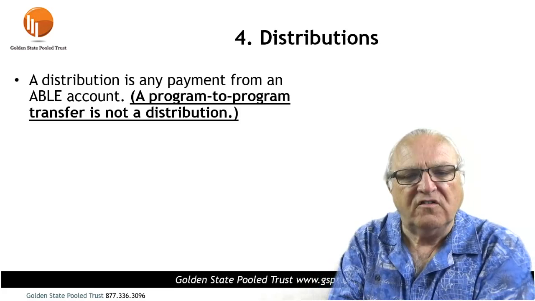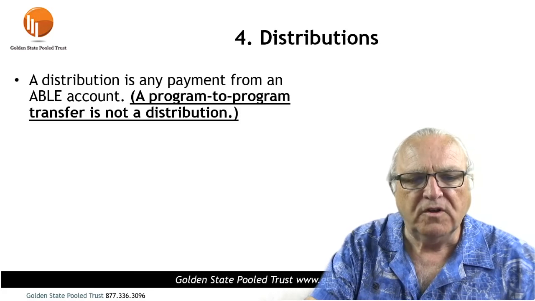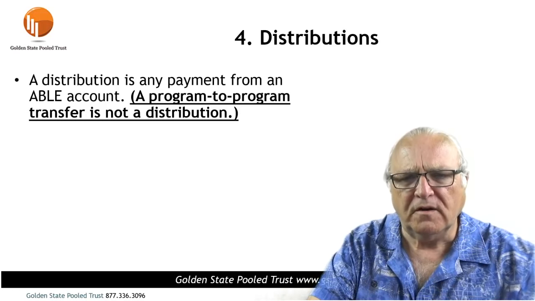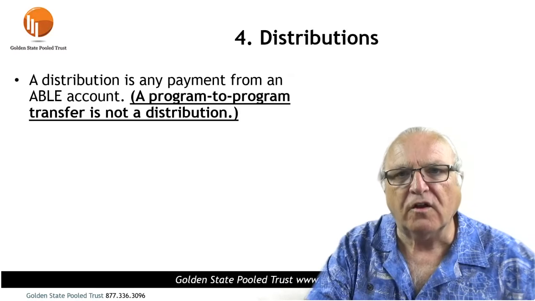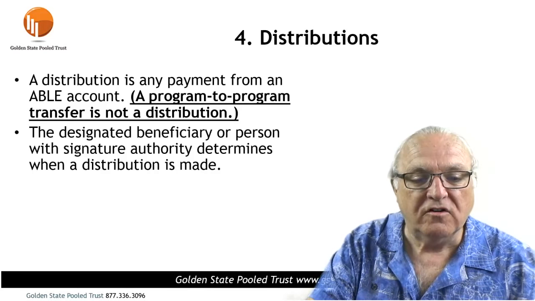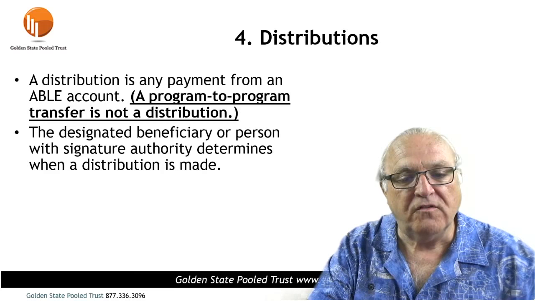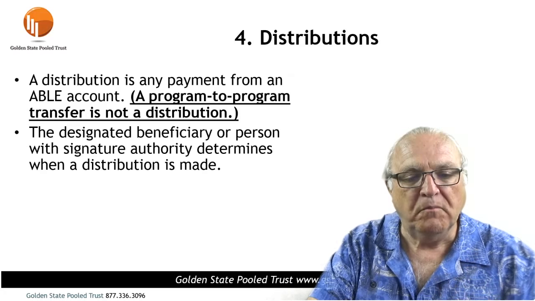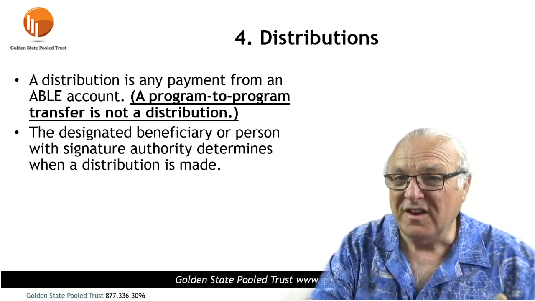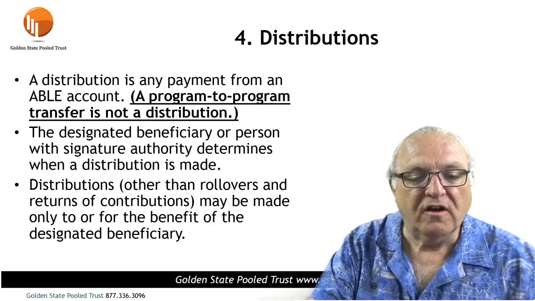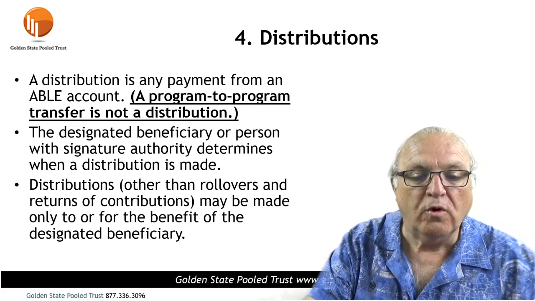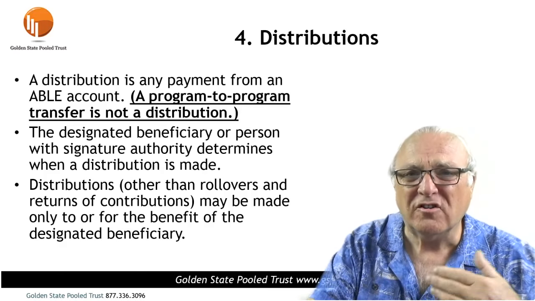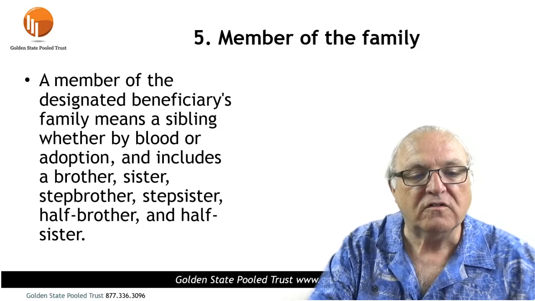A distribution is any payment from an ABLE account here. And a program to program transfer is not a distribution. So once again, if you open up an ABLE account in another state and move it to California, that's not considered a distribution. A designated beneficiary or a person with signature authority determines when a distribution is made. Okay, and we'll be seeing more about that in a bit. Distributions other than rollovers may be made only to or for the benefit of the designated beneficiary. And that's going to become important later when we start talking about qualified disability expenses.